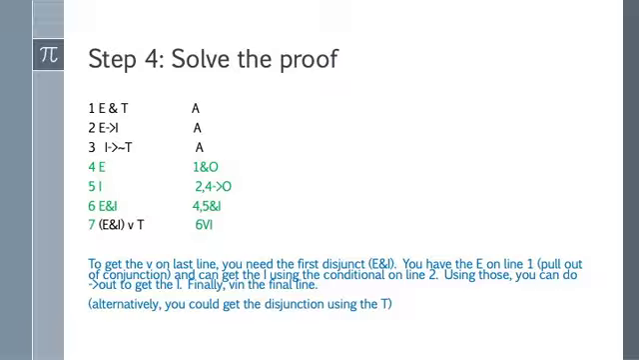Finally, or in is the final line. So on line 6, we combine lines 4 and 5 and get E and I, just using and in. And then line 7, we have the first part of our disjunct, which is E and I, and then we can just or in the T, if you remember how or in works from a previous lesson. Now, alternatively, you could actually get the disjunction using the T.